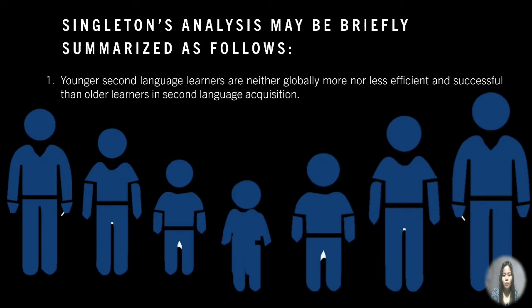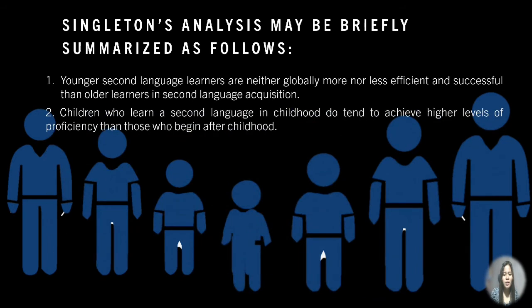and untenable. Second, children who learn a second language in childhood do tend to achieve higher levels of proficiency than those who begin after childhood. So such a finding does not contradict the idea that someone can become proficient in learning a second language after childhood. So this tendency may be related to the social context in which language is acquired, maintained, or lost, as well as to the psychology of individual learning. So younger children appear to pick up the sound systems of a new language more easily than adults.